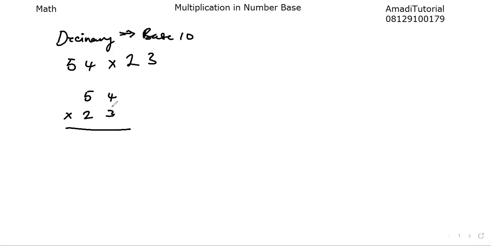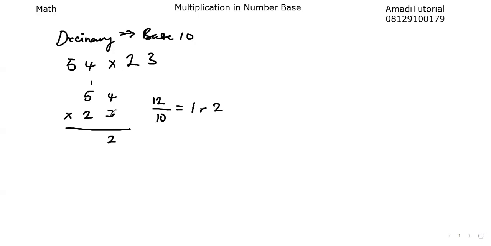Starting from here, 3 times 4 is 12. Normally, what are we going to write here? We are going to write 2 and carry 1. But before you ask why we write 2 and carry 1: if you divide this 12 by the base system you are calculating on, which is base 10, it will be 1 remainder 2. You can count one 10 out of 12, and then you're left with 2. So you write the remainder and carry the quotient of the division.